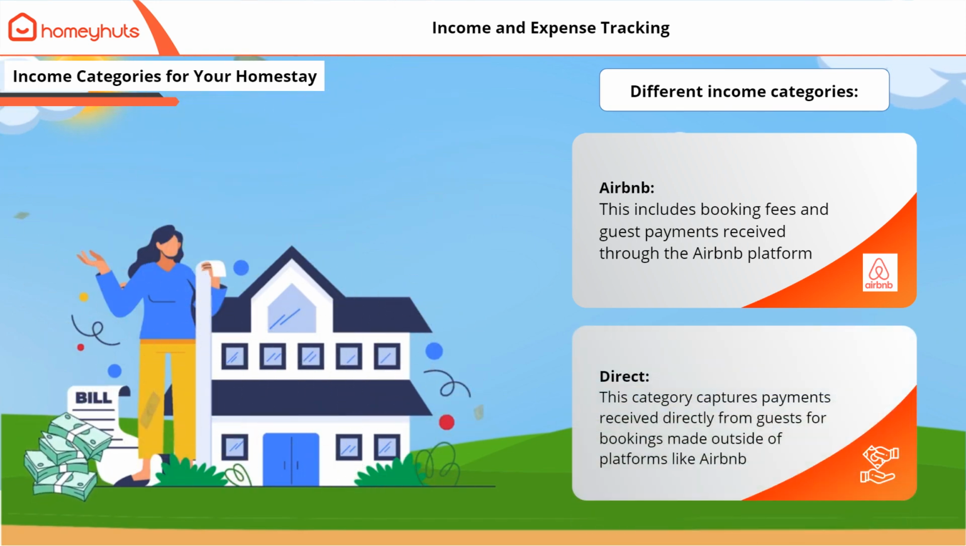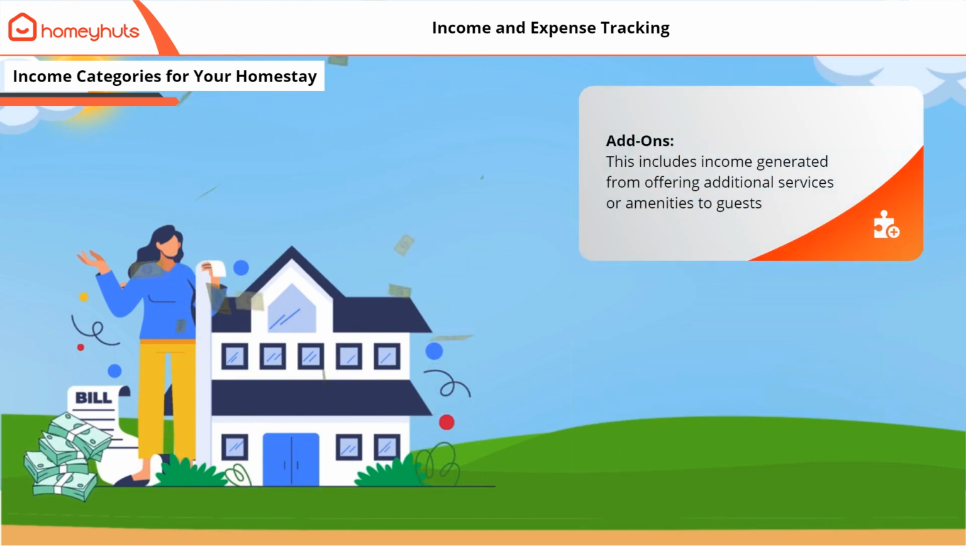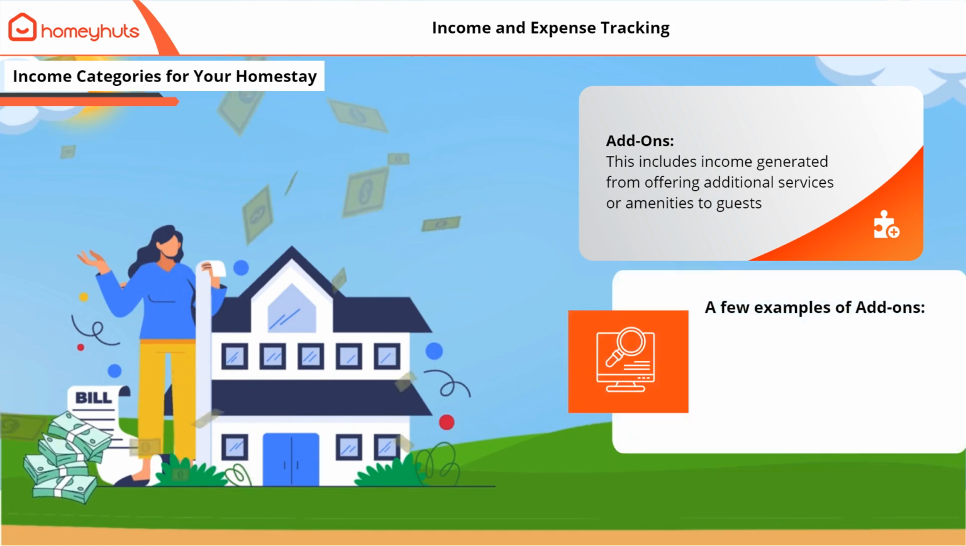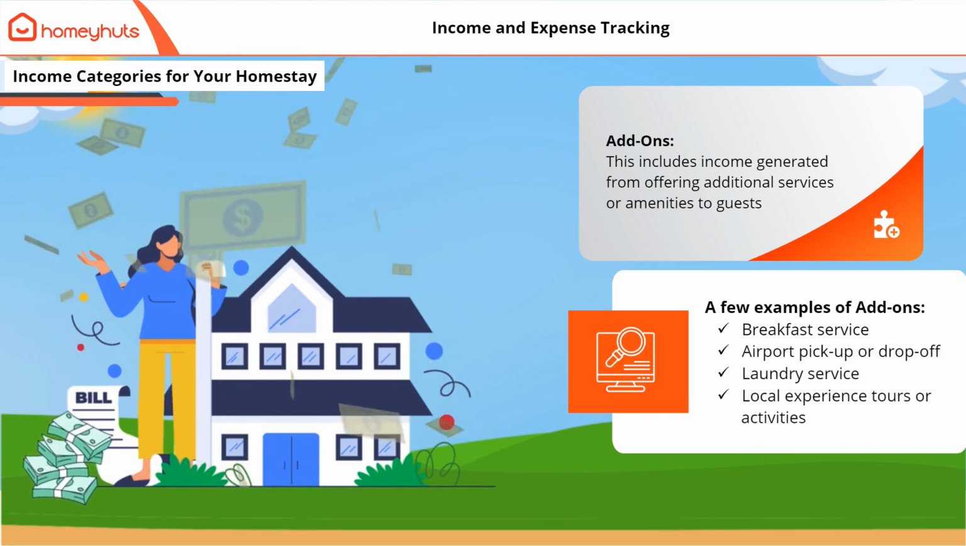Direct, this category captures payments received directly from guests for bookings made outside of platforms like Airbnb. Example, through your website or social media. Add-ons. This includes income generated from offering additional services or amenities to guests. Here are some examples: breakfast service, airport pickup and drop-off, laundry service, local experience tours or activities.